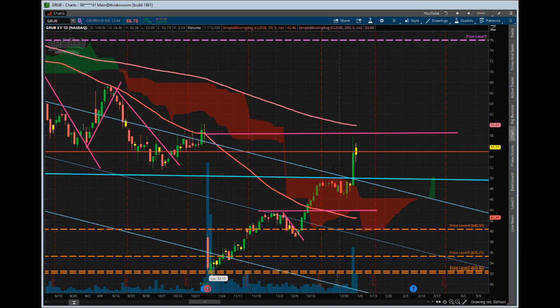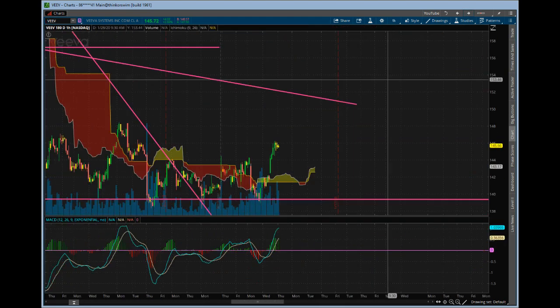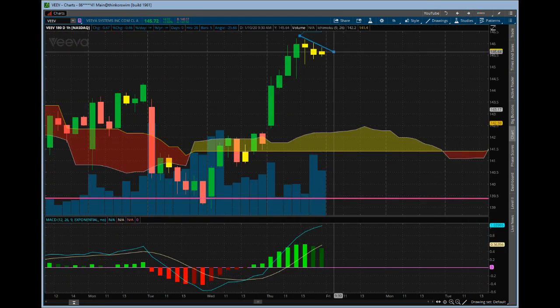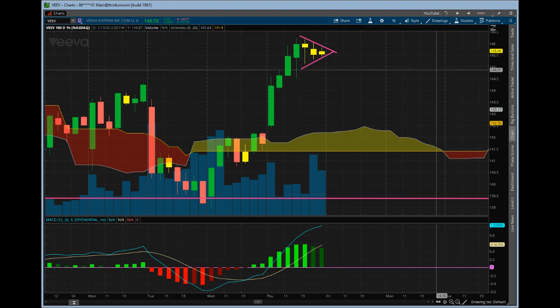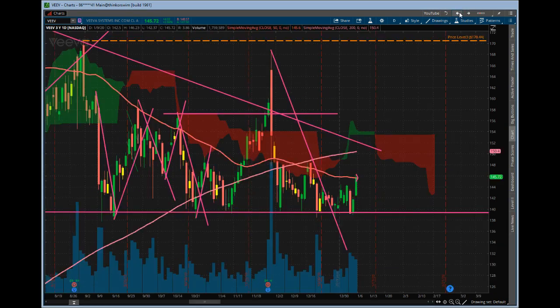Vive with the triple inside 60 to close the day. Look at that. Can we say pennant? Keep an eye on Vive. Big moves too, nice moves to the 50-day moving average. Lots of these software names are really starting to show some good setups.